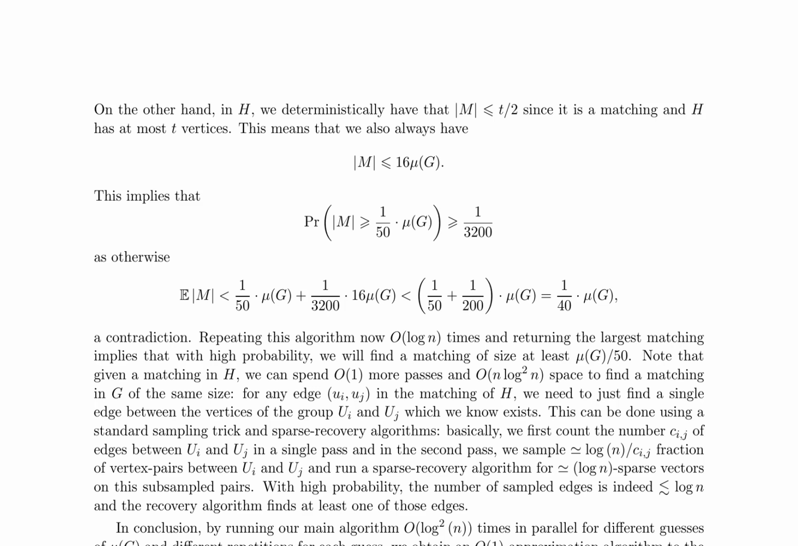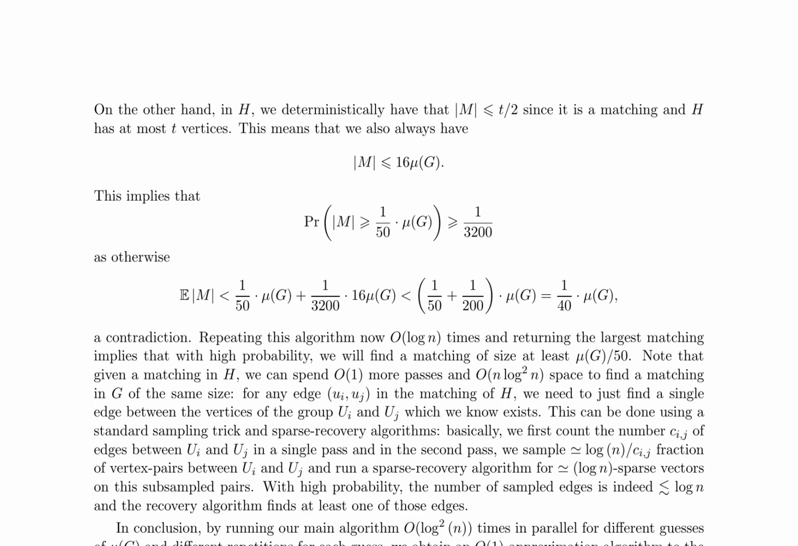This result is used to argue that repeating the algorithm O log n times and returning the largest matching will, with high probability, yield a matching of size at least micro g/50. The algorithm is then modified to find a matching in G of the same size as the matching in H. This is achieved by using a standard sampling trick and sparse recovery algorithms to find a single edge between the vertices of the groups U_i and U_j.